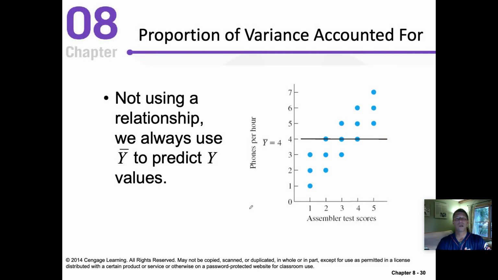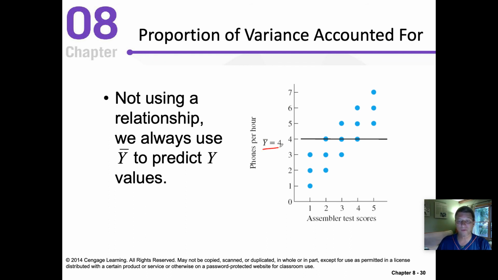All right. So we're going to look at one data set and we're going to look at the linear regression line calculated two different ways. So we've got the assembler test scores and the number of phones that they can assemble per hour. And the average for all of the assemblers is 4. Now, notice that assembler number 1 never ever got 4 phones put together in an hour. Assembler number 2 did it once. Assembler number 3 did it twice. Assembler number 4 did it 3 times. And assembler number 5 did it 3 times.